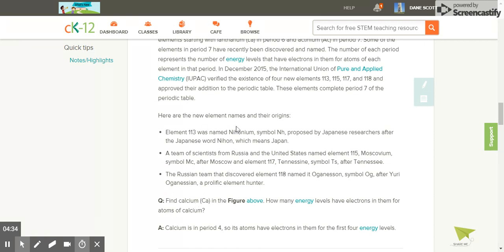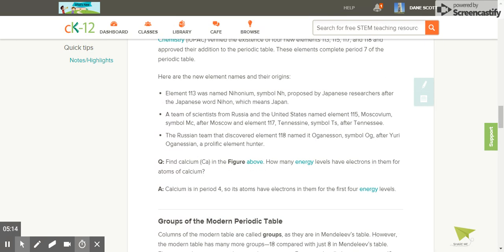Element 113 was named, bear with me on this one, nihonium, symbol Nh, proposed by Japanese researchers after the Japanese word Nihon, which means Japan. A team of scientists from Russia and the United States named element 115 moscovium, symbol Mc, after Moscow, and element 117 tennessine, symbol Ts, after Tennessee. The Russian team that discovered element 118 named it oganesson, symbol Og, after Yuri Oganessian, a prolific element hunter.